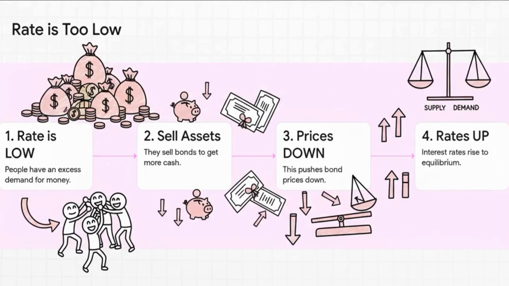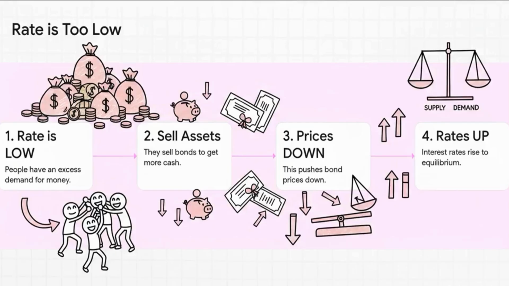Now let's flip it. What if the rate's too low? Well, hoarding cash is super cheap, so everybody wants more of it than is actually available. We have an excess demand for money. So to get their hands on more cash, people start selling off their other assets, like bonds. This flood of bonds onto the market pushes their prices down. And when bond prices fall, their interest rates rise, driving the market right back up to equilibrium.